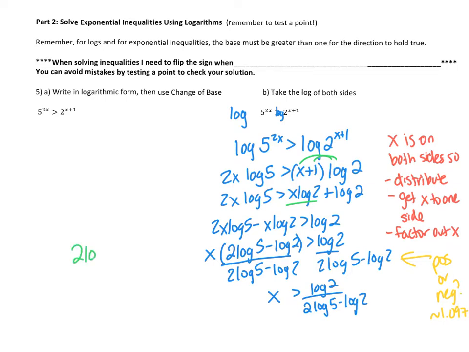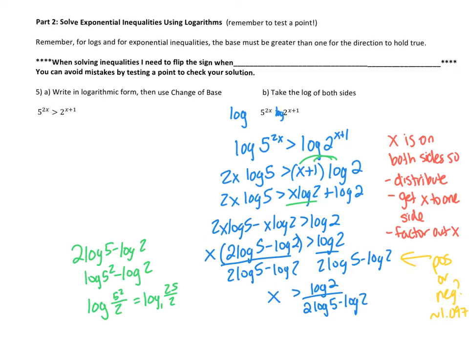We know that we can condense this denominator by making this part here log of 5 squared, and then we can use the fact that when we have subtraction between two logs that have the same base, we can write it as division in our argument. So it's the log of 5 squared over 2, or the log of 25 over 2.